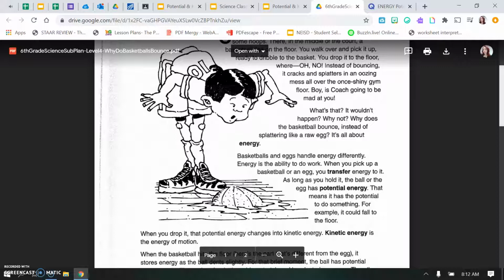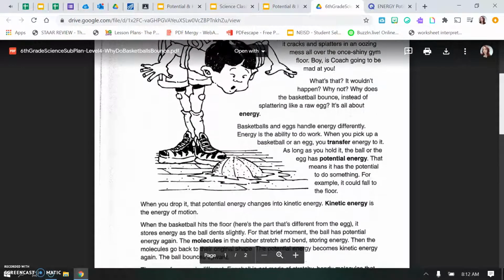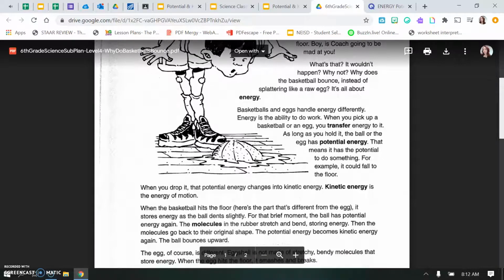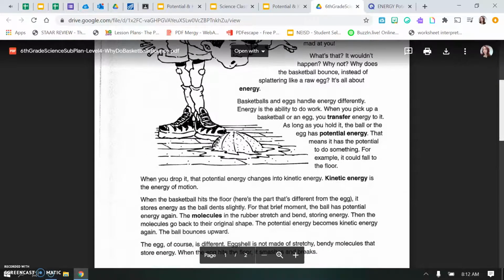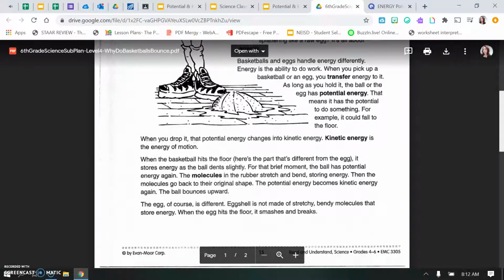It's all about energy. Basketballs and eggs handle energy differently. Energy is the ability to do work. When you pick up a basketball or an egg, you transfer energy to it. As long as you hold it, the ball or the egg has potential energy. That means it has the potential to do something. For example, it could fall to the floor.